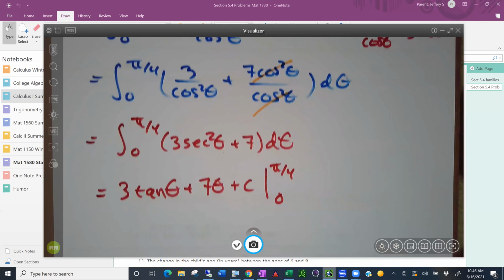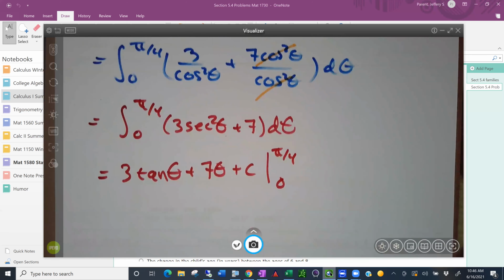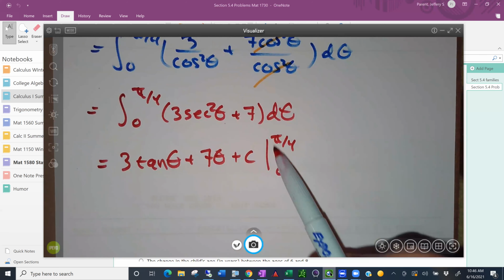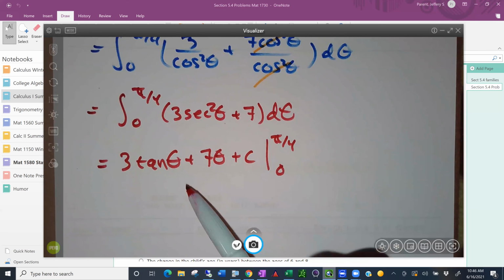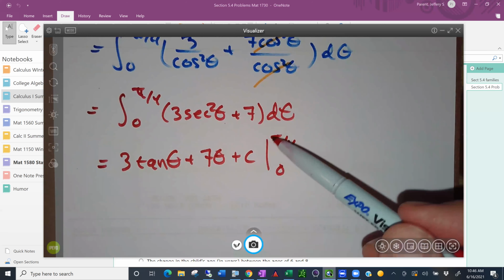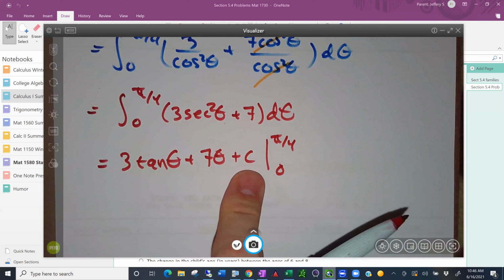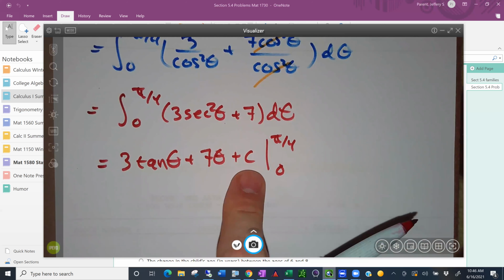That's going to be between 0 and pi over 4, right? You get rid of the integral symbol because you found the antiderivative. Now it's just a matter of evaluating the function at these points. And typically you don't put the plus c. Let's see if you can figure out why as I do this problem.